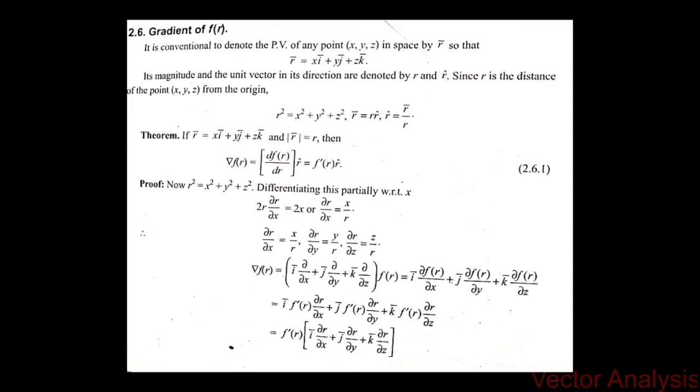I vector into dou by dou x of f of R, that is differentiating f of R with respect to x, becomes f dash of R, and again we differentiate R with respect to x, that is dou R by dou x. Similarly, plus j vector into f dash of R dou R by dou y, plus k vector into f dash of R dou R by dou z. Taking f dash of R as the common part, we get f dash of R into i into dou R by dou x plus j into dou R by dou y plus k into dou R by dou z.